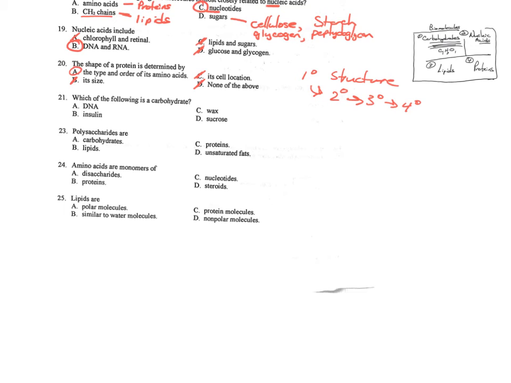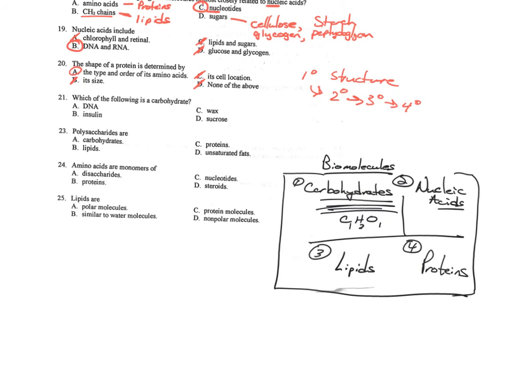Which of the following is a carbohydrate then? Polysaccharide is many sugars, right? That's what a polysaccharide is? We're still here on number 21. You said it was DNA. That's not right. What is DNA? DNA is those four. Which one of the four is DNA? Deoxyribose nucleic acid is which one of these?